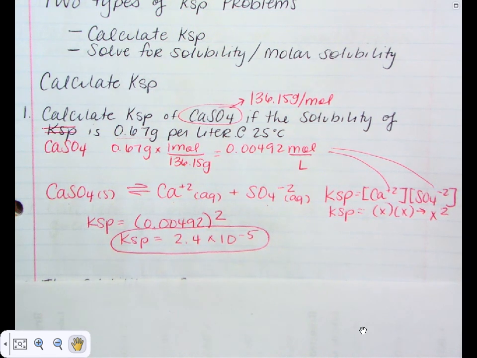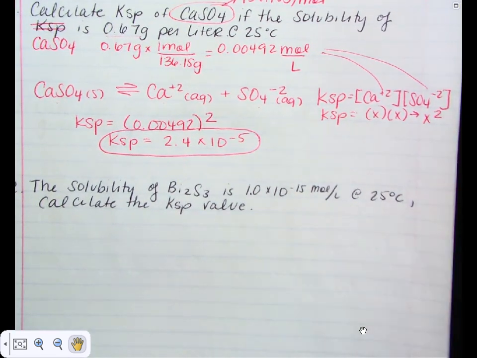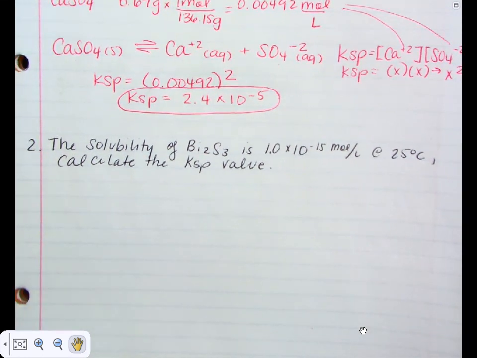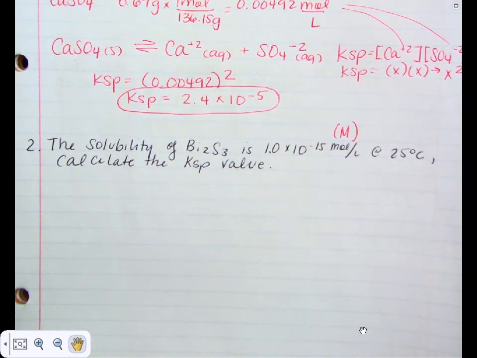Okay, so let's do another example of this. The solubility of bismuth sulfide, that's kind of an odd one, is 1.0 times 10 to the minus 15 moles per liter. So what did they give me? They gave me molarity, which is nice. I don't have to do any pre-calculations. It's already there for me.